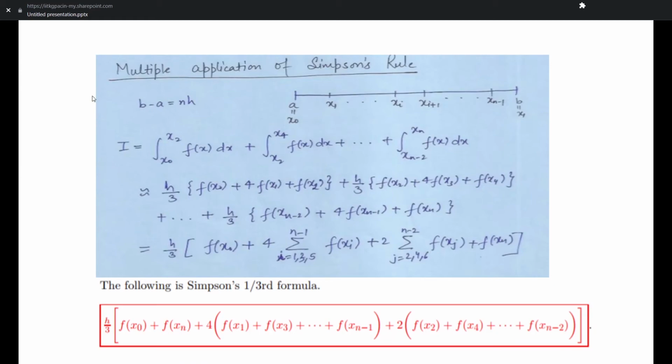Now let us look into the expression for multiple application of Simpson's rule. And this is the expression. We have a term h by 3. This is the value of the function at the first point. This is the value of the function at the last point. Then 4 times the value of the function at all the odd nodes, and twice the value of the function at all the even nodes.